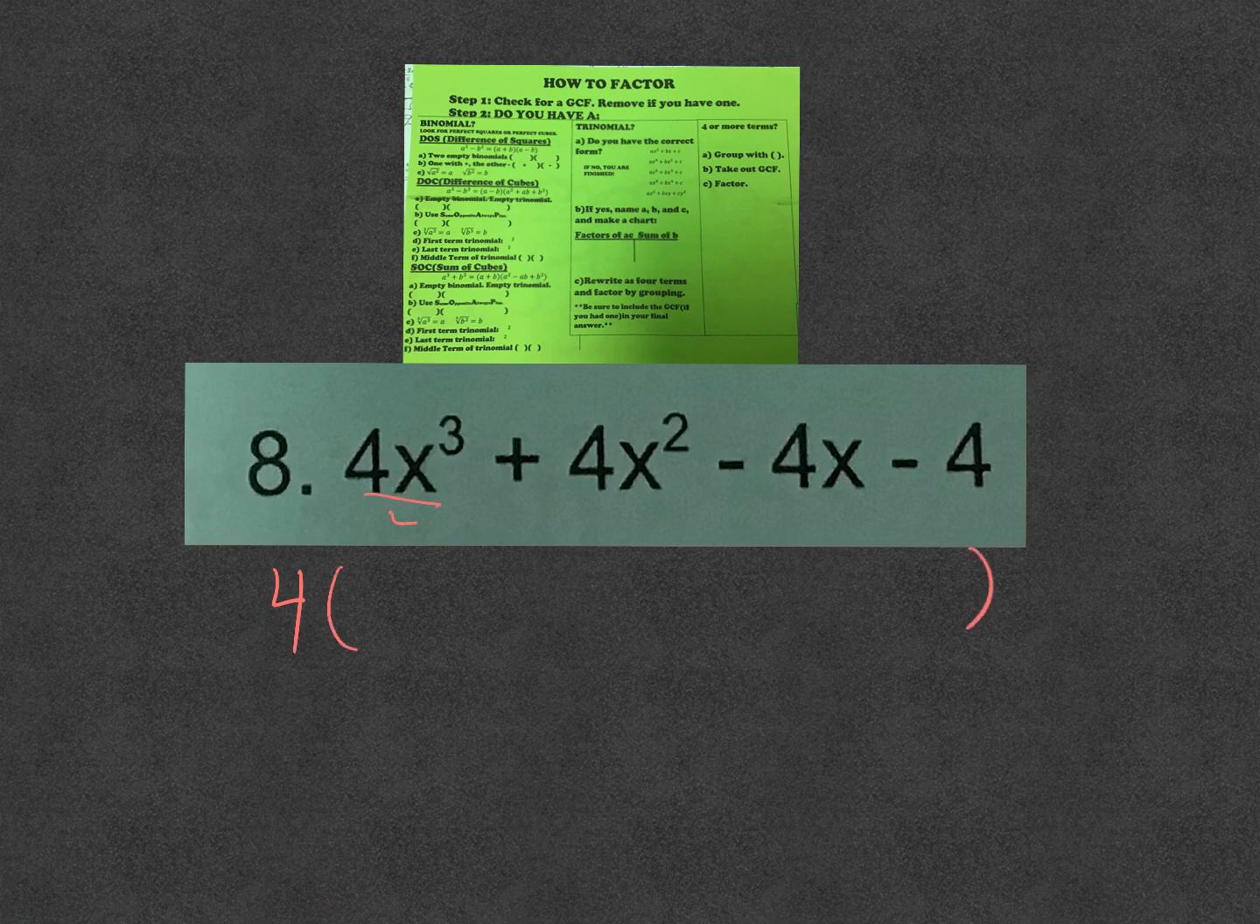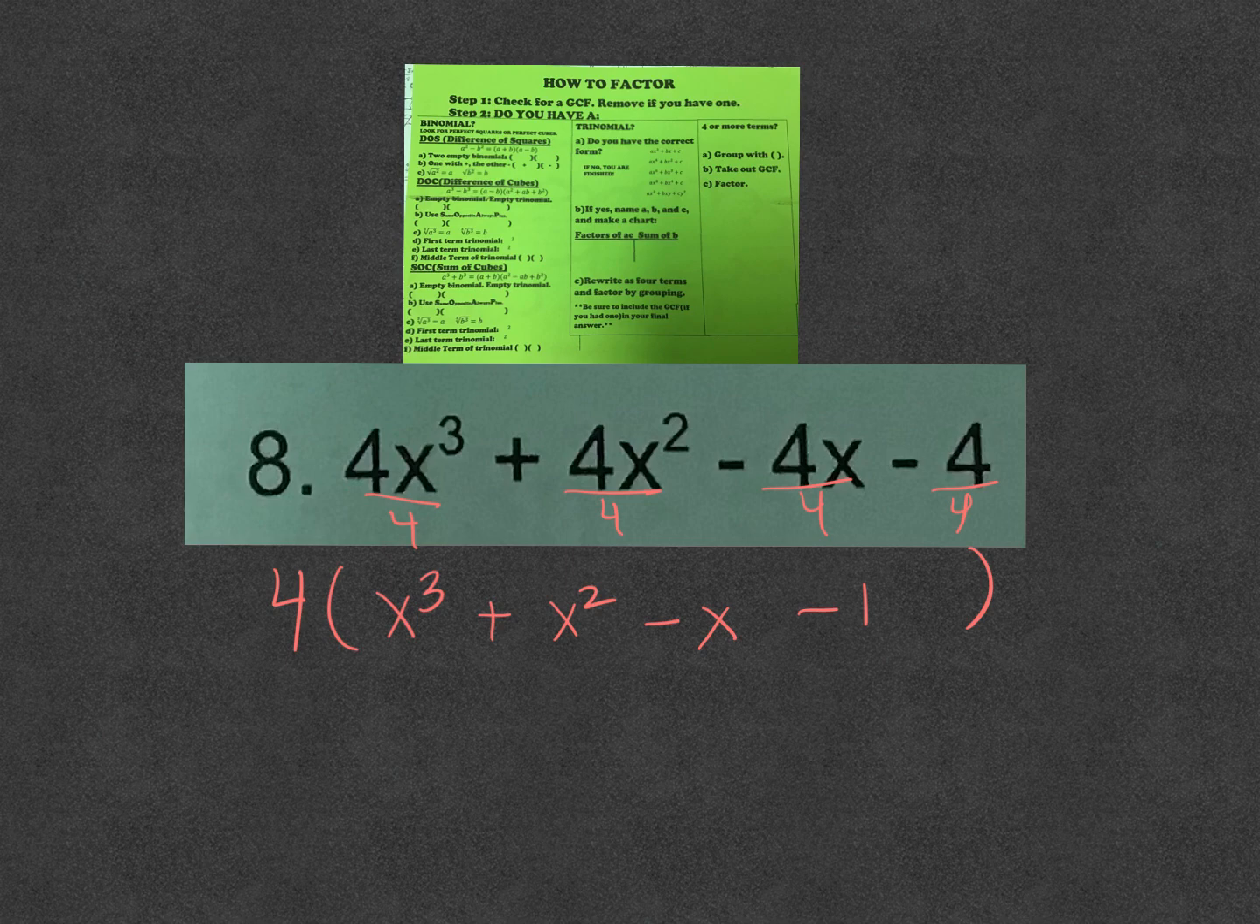I'm going to divide each of these by 4 and put that answer in the parentheses. 4x cubed divided by 4 is x cubed. 4x squared divided by 4 is positive x squared. Negative 4x divided by 4 is negative x. Negative 4 divided by 4 is negative 1.